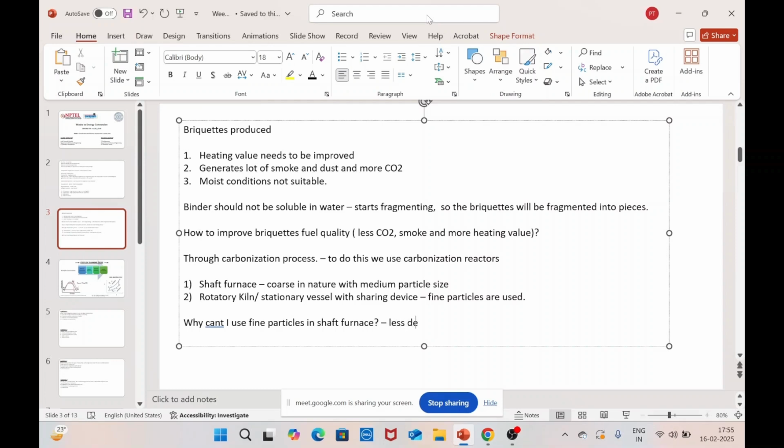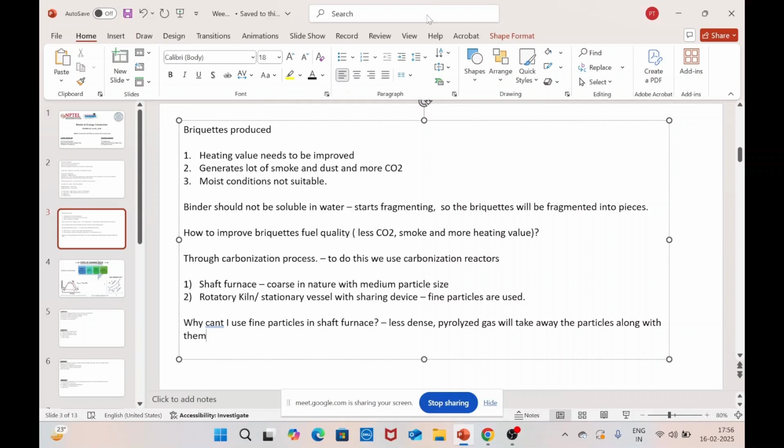So less dense particles, the pyrolyzed gas will take them away along with it. The pyrolyzed gas will take away the particles, which will basically reduce the amount of fine particles entering the pyrolysis chamber. Because of that, the carbonized product that you're going to get outside of the system will be less. So this is one of the reasons why fine particles should not be used in the shaft furnace.